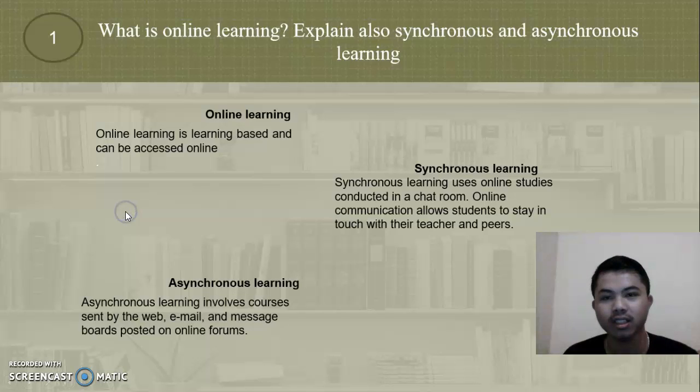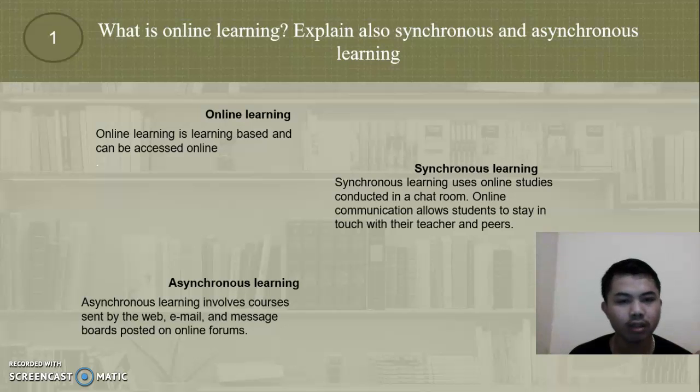And the first question is, what is online learning? Explain also synchronous and asynchronous learning. Online learning is learning that can be accessed online. And synchronous learning uses online studies conducted in a chat room.